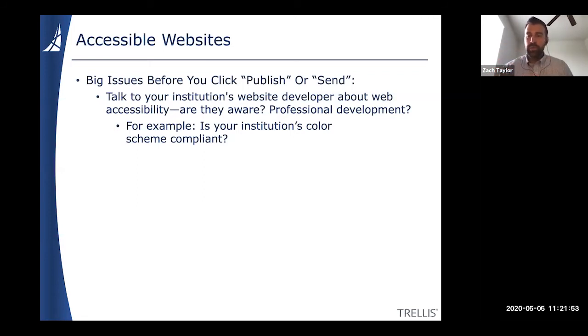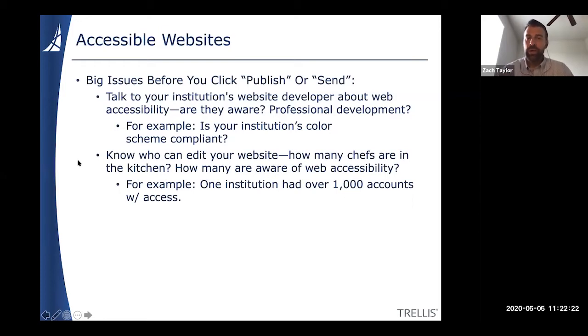And so that institution's board of regents had to have a discussion about how we need to change our entire marketing, branding, and institutional identity because we're not web compliant. Our color scheme isn't contrastive enough. So it may be a very high-level concern that you want to get that discussion started about: what does our website developer know? What does our leadership know about web accessibility? Do these folks even know what we're talking about? Know how many people can edit your website.